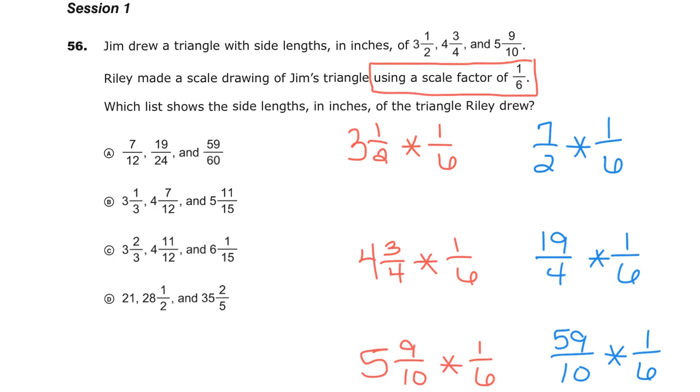All right. What's the answer choice? Are you sure? Are you positive? Positive. You are correct. The correct answer is A when you multiply those all out.